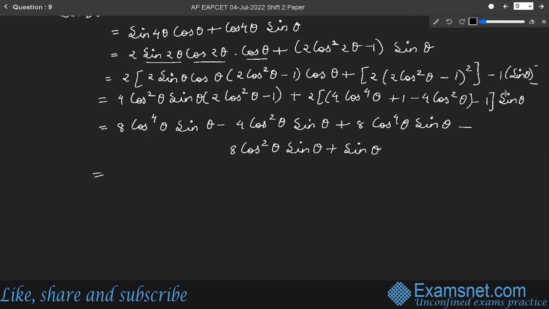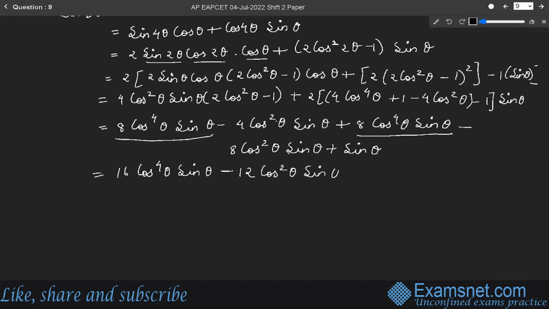So you can see that 8 cos^4 theta sine theta plus 8 cos^4 theta sine theta is 16 cos^4 theta into sine theta, minus 4 cos^2 theta sine theta and minus 8 cos^2 theta sine theta will be 12 cos^2 theta sine theta, and plus 1 sine theta is remaining. So when we are solving LHS, then this is the value for RHS.